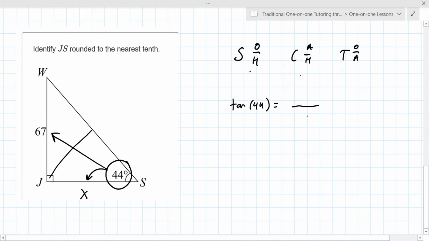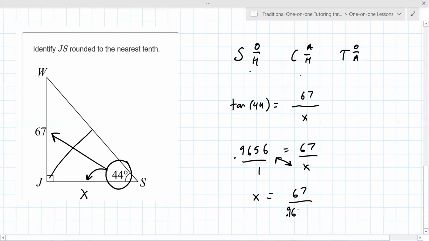So it's tangent of 44 degrees equals what over what? What's the opposite and what's the adjacent? The opposite would be 67, and the adjacent would be x. Let's calculate the tangent of 44. I get 0.9656. From the previous problem, do you see that you can just swap the positions of these? So x equals 67 over 0.9656. What is that value? 69.38. Okay, very good.